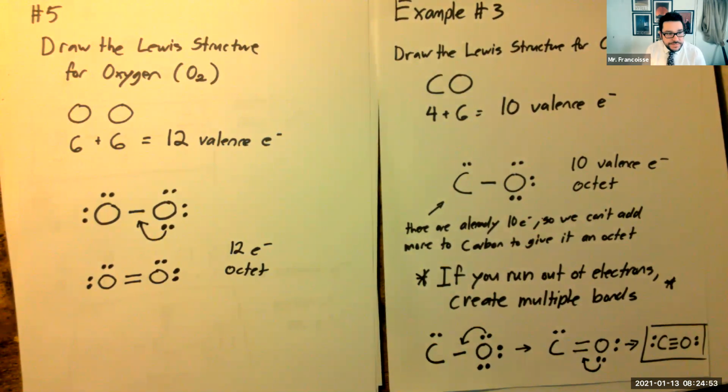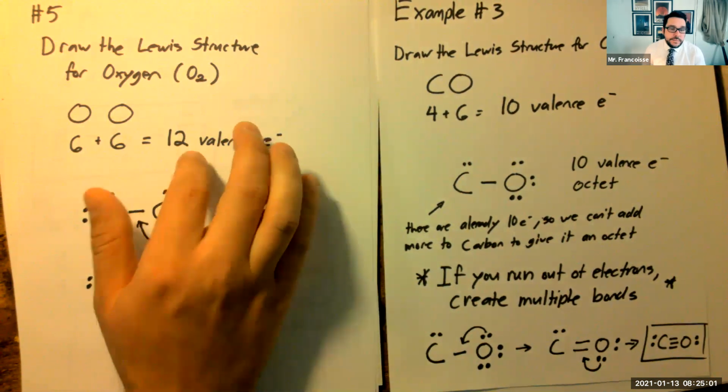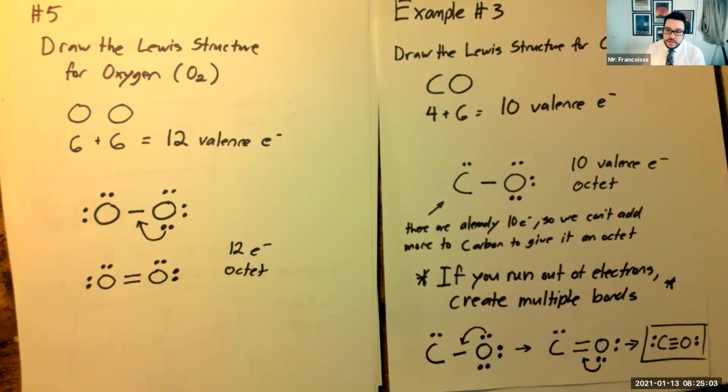So for the rest of the problems today, you're going to see double bonds in them. So just be aware and keep count of how many electrons you have to deal with, because we can't just surround everything with electrons and call it good. We need to make sure that we're not using too many.